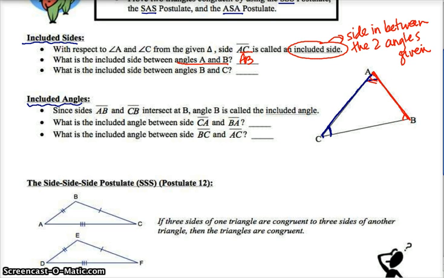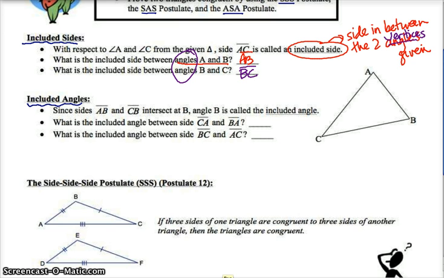Okay, what about B and C? If we're talking about B and C, what's the included side? It's the side that connects those two vertices, which is BC. So it's the side in between the two vertices, maybe that's a better name, or angles, because I'm calling them angles here. But you should see that a vertex and an angle represent kind of the same thing in this triangle, because there's only one angle per vertex.